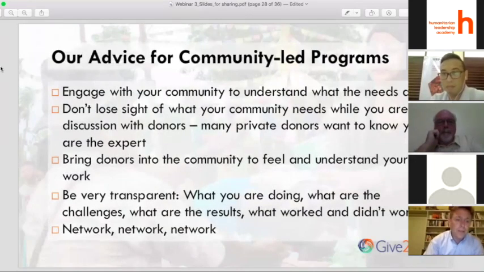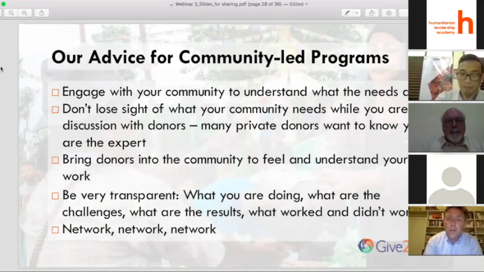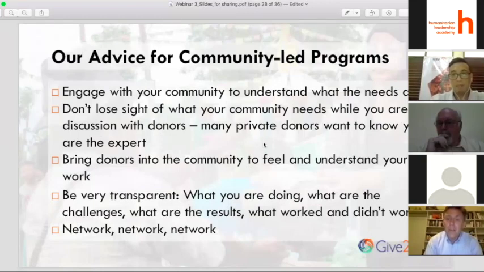Our advice for community-led programs is that you first, before you do anything else, should engage with your community to understand what your own needs are, and don't lose sight of your own community while you go after the dollars. We've seen in the past that some organizations do what the larger donors will want them to do, as opposed to really focusing on what the community needs. But what we found is that donors actually want more and more the community-based organizations to be experts that understand what's really needed in their community, and it's okay to have an opinion on what really is needed and what should be funded.